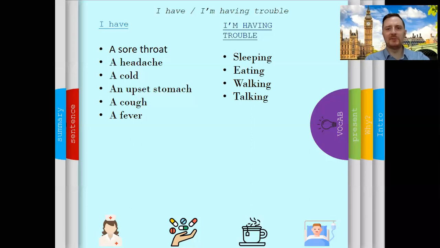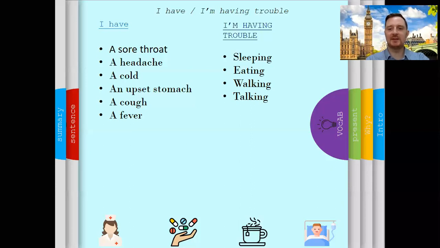So very quickly before we move on, these are the health problems, okay? So to talk about your health problem, you can use I have plus noun, or I'm having trouble, verb ing. But remember our tip, it's better to use the two options together. Okay, we start with I have, and then we follow up with I'm having trouble.